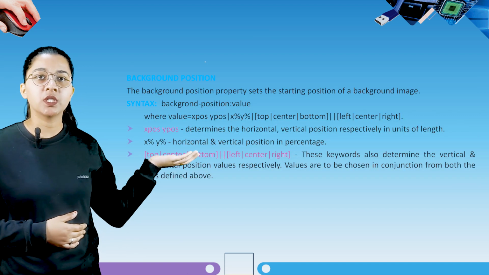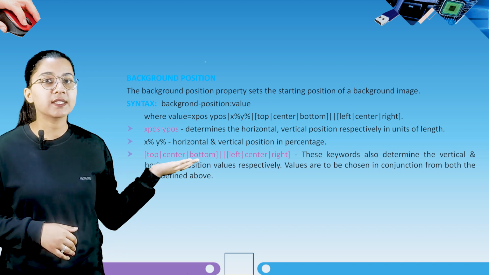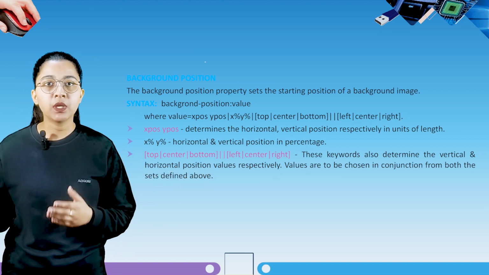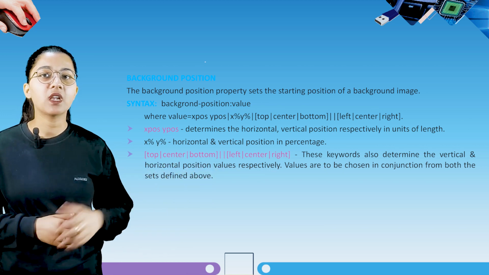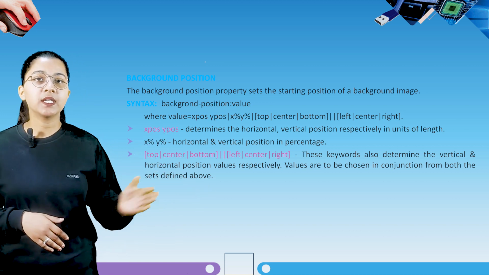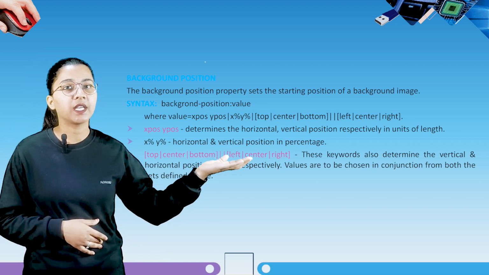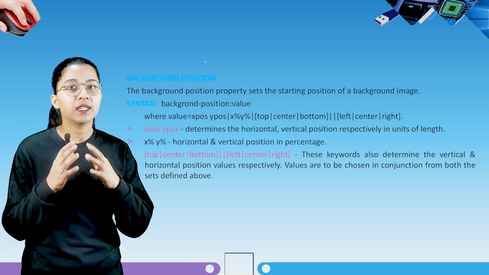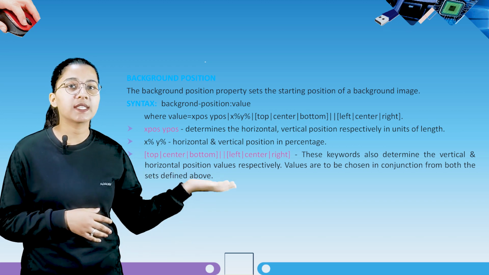Now background position. The background position property sets the starting position of a background image. Syntax is background-position: value, where value is XPOS, YPOS. These are the values. That is, XPOS and YPOS determine the horizontal and vertical position respectively in units of length, and X%, Y% is horizontal and vertical position in percentage. Top, center, bottom, left, center, right. These keywords also determine the vertical and horizontal position value respectively. Values are to be chosen in conjunction from both the sets defined above.